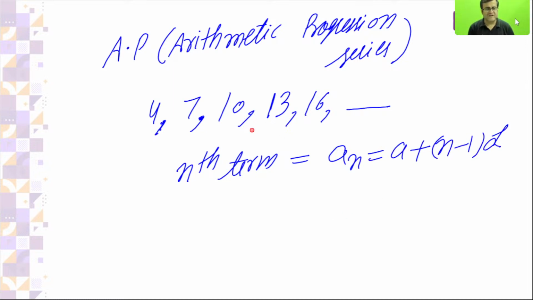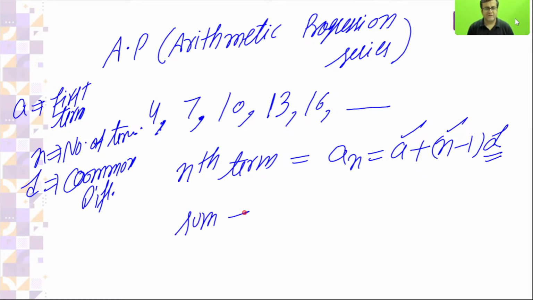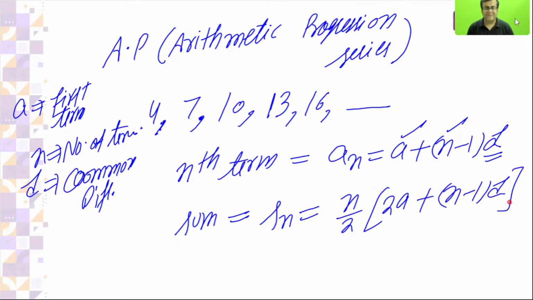Where a is the first term, n is the number of terms, d is the common difference. Okay. Sum of n terms is n by 2 into 2a plus n minus 1 into d. This is the sum, and this is n. Okay. Point clear? Point clear now?